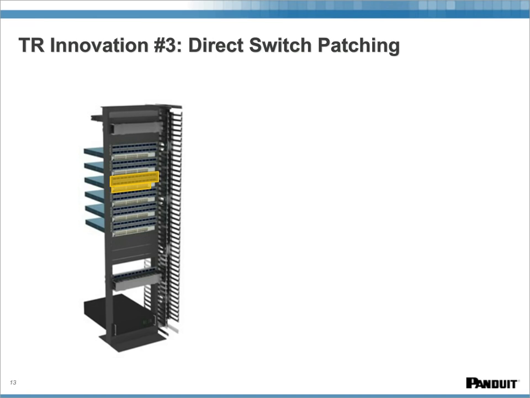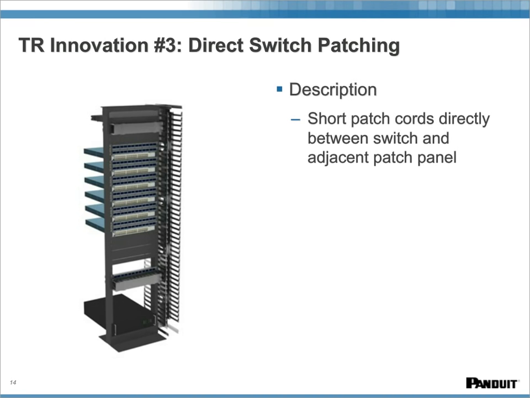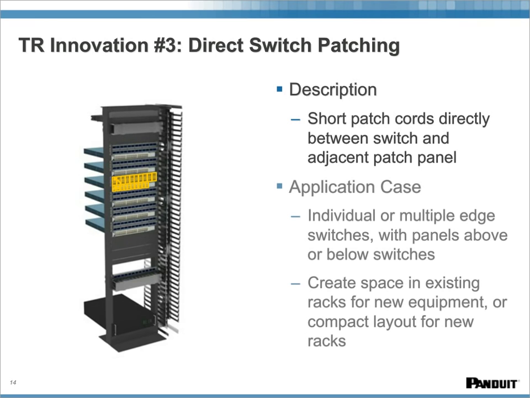And what we do in this case, the direct switch patching is a short patch cord used directly between the switch and the adjacent patch panel. You can see that small line coming up there. And typically, we're going to patch sets of ports that way. And as we continue that process, we'll build it out until we populated all the ports directly above or below the switch.